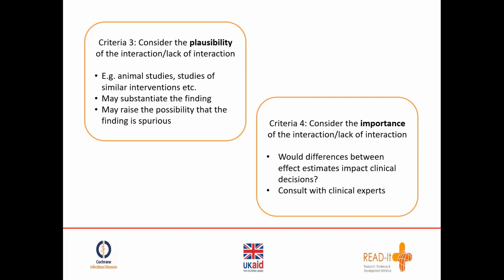Criteria 4 is considering the importance of the interaction or lack of interaction. And here it's important to consider whether differences between effect estimates would impact clinical decisions, and it may be useful to consult with clinical experts here if you're unsure about the importance of an identified subgroup effect.